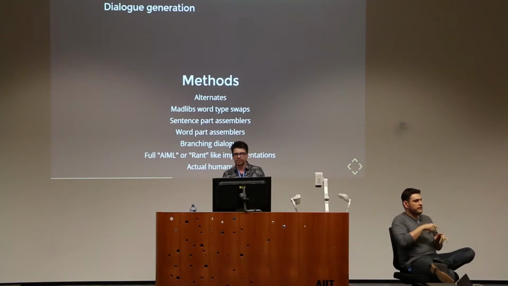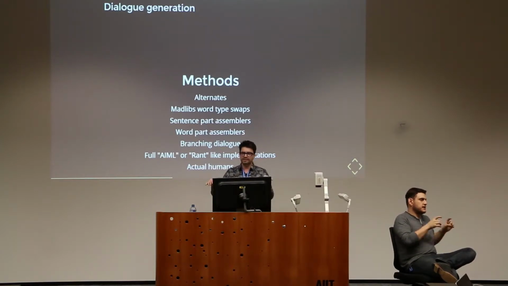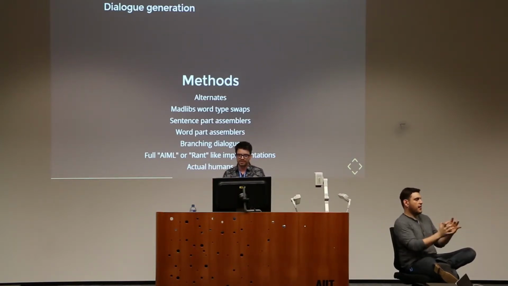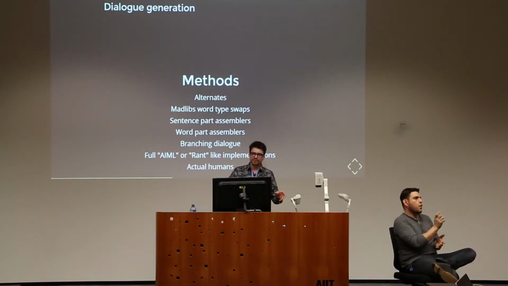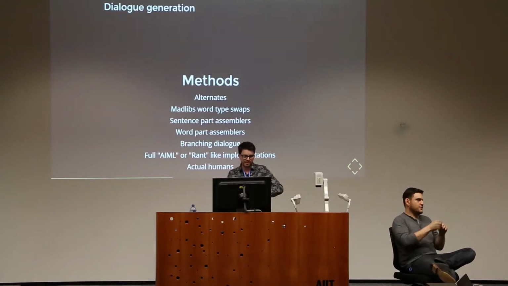So there's things like alternate words you can swap out, like Mad Libs styles, sentence part assemblers where you get a start, middle, and end of a sentence and mash them all together and get interesting new combinations. Word part assemblers generate new words, so you're just scrambling different parts of words together to create alien sounding things, plant names, all sorts of fun stuff.